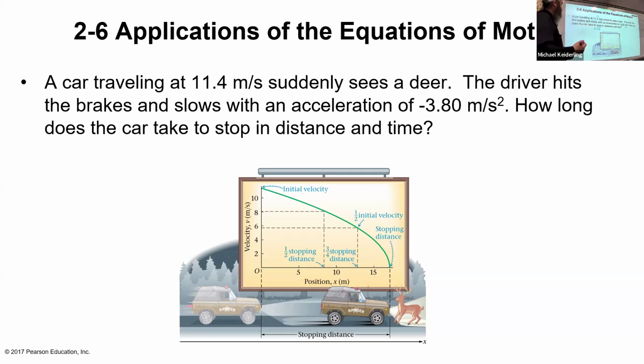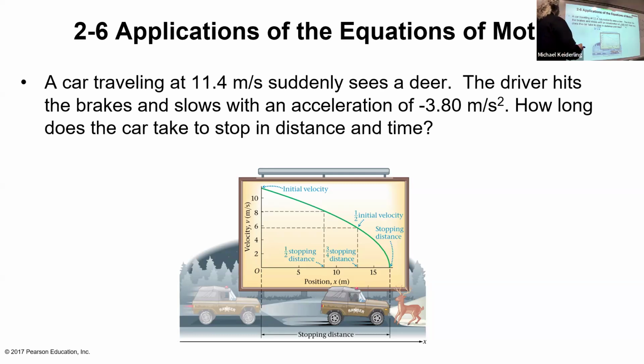First thing we want to do is figure out what we know. We know our initial velocity is 11.4 meters per second. We know our final velocity is 0 meters per second. We know our acceleration is minus 3.80 meters per second squared. And we are looking for x, and also t. So let's start with finding, well, delta x is actually what we're looking for. So let's find delta x first.